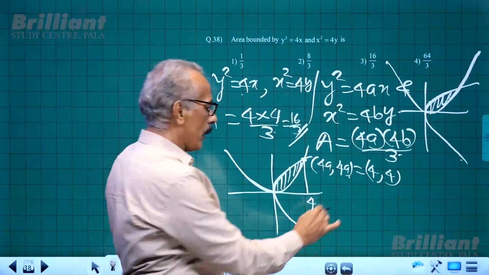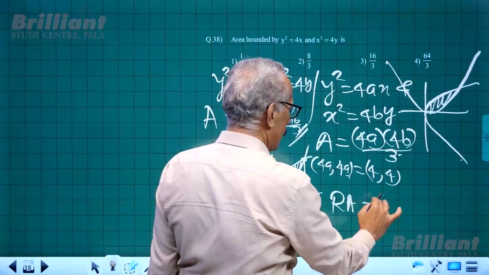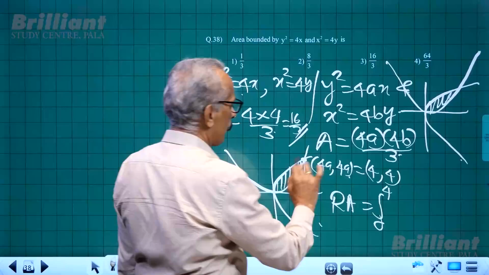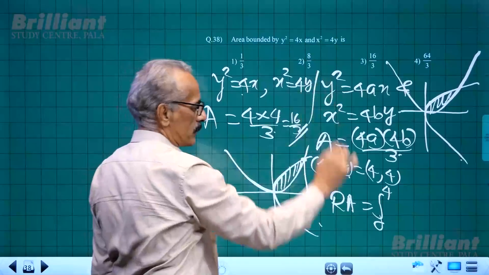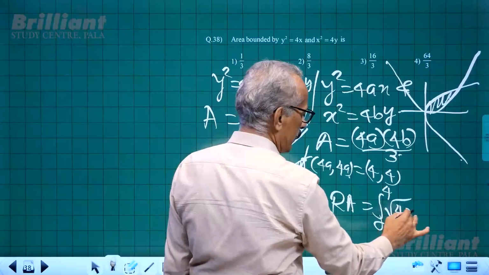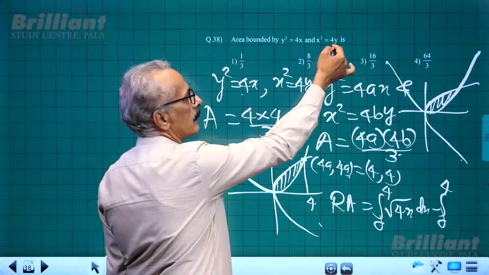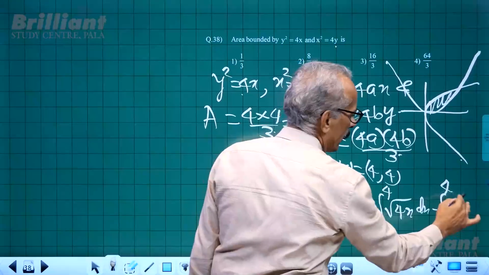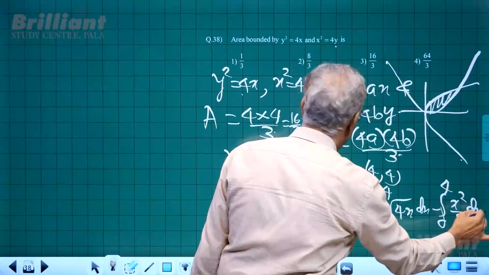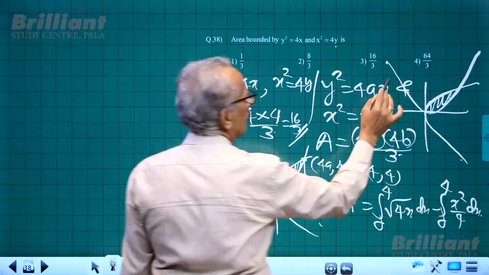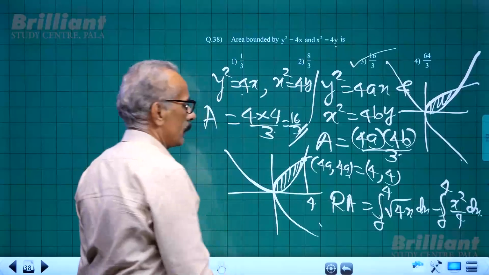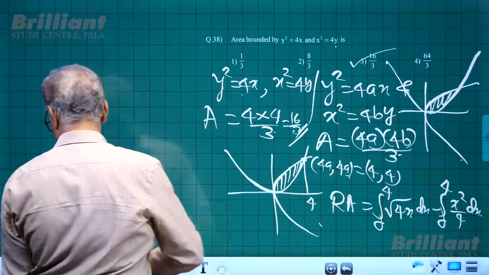So, the required area if you want to solve, that is integral 0 to 4 upper curve. Upper curve is y square is equal to 4x, that is root over 4x dx, minus integral 0 to 4 the lower curve, that is y is equal to x square by 4. Please simplify, you will get 16 by 3. That is your answer. On to the next question.